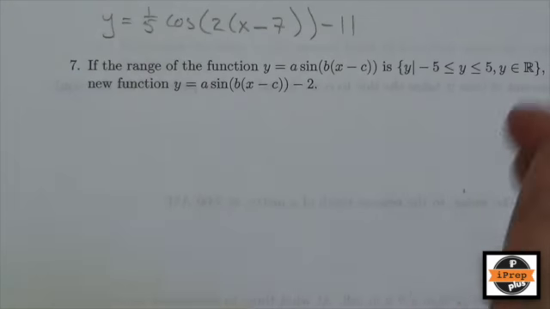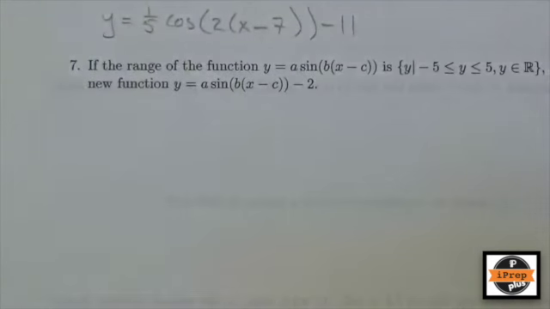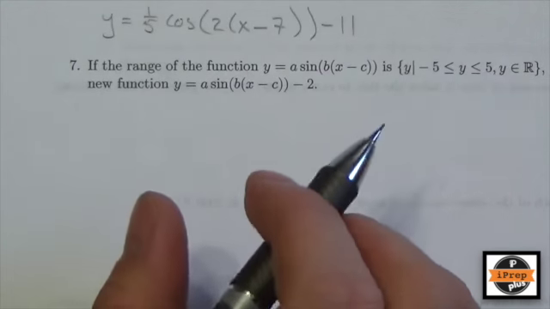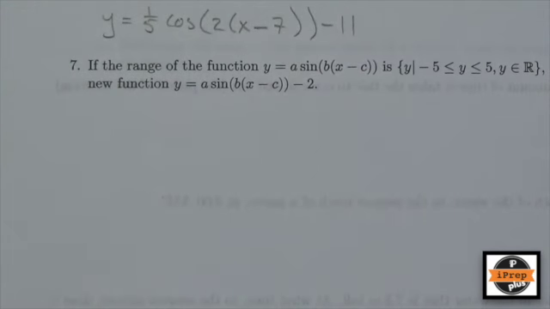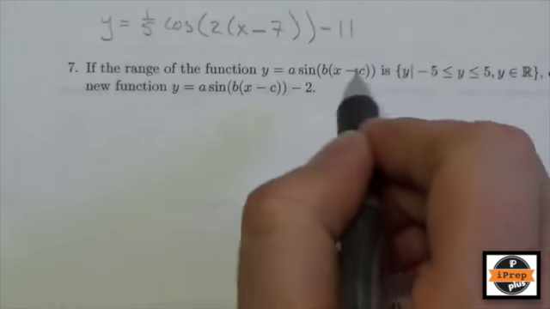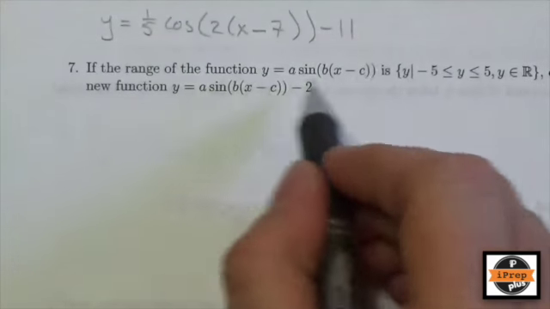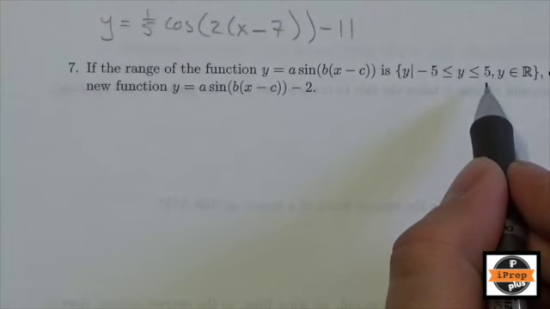If the range of the function y equals a sine of b times x minus c is -5 out to 5, then determine the range of the new function y equals a sine of b times x minus c minus 2. Now, here's another question that probably fits more precisely in the chapter on transformations. However, we throw in a little bit of a trig twist on it, and it works just as well here. We're told that the range of this particular function is going to be -5 to 5.